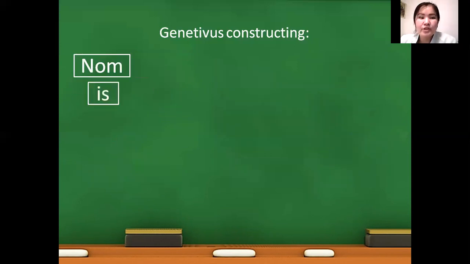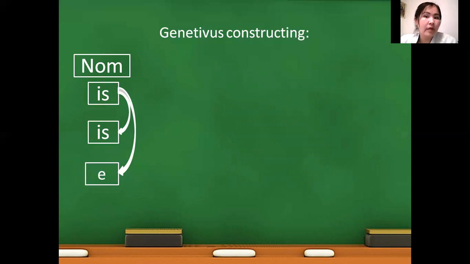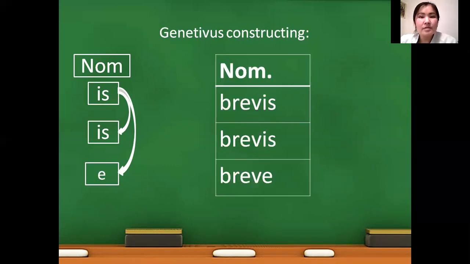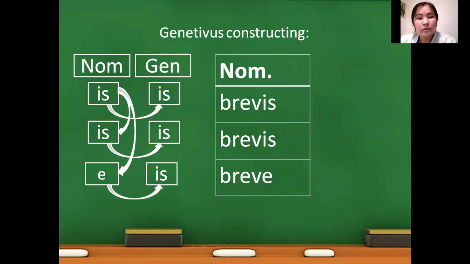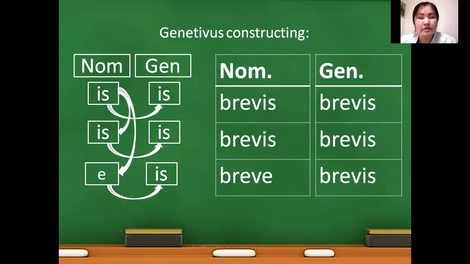In the second group of adjectives, you know the male and female endings are the same, is, and the neutrum ending is e. So brevis, brevis, breve. For constructing the genitivus form, for all three genders we use one and the same ending, is. So the genitivus form will be the same for all genders: brevis, brevis, brevis. Brevis is brief for male and female, breve is brief for neutral, and brevis in genitivus is of brief for all genders.